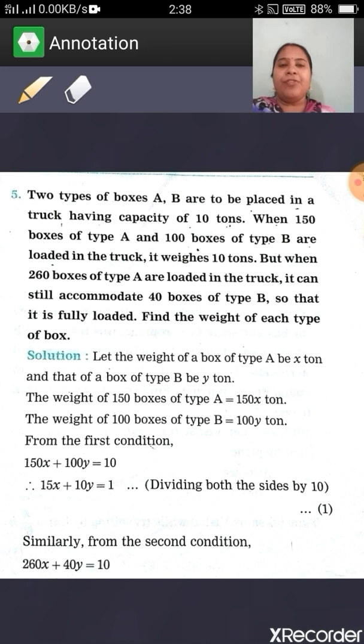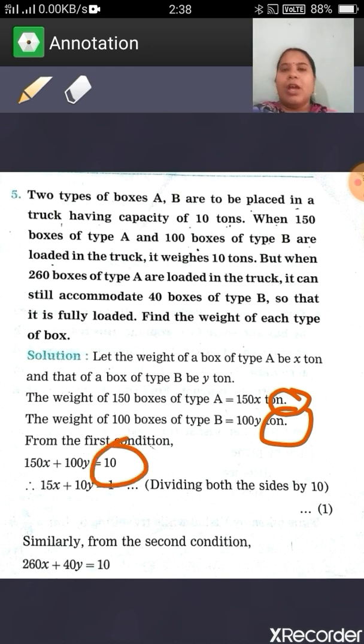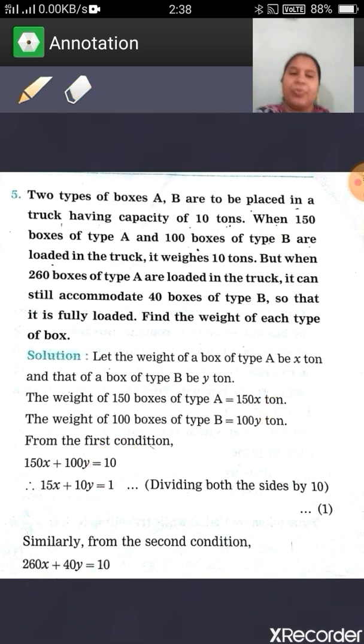It will be 150x kgs. Similarly, 100 into y kgs. Now, if these are expressed in kgs, what will happen to this? I have to express 10 tons in kgs. The conversion of 1 ton into kgs is: 1 ton is equal to 1000 kgs. So, 10 tons will be converted into kgs as 10,000 kgs, as I have to multiply 10 by 1000. So, let us see how this can be written now.